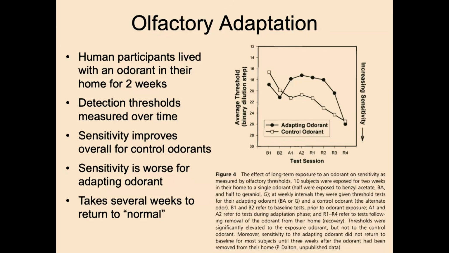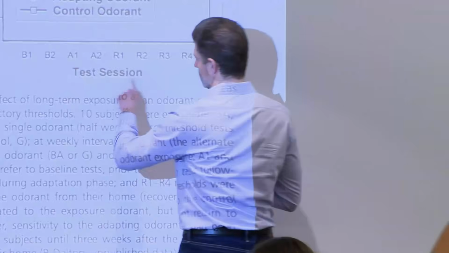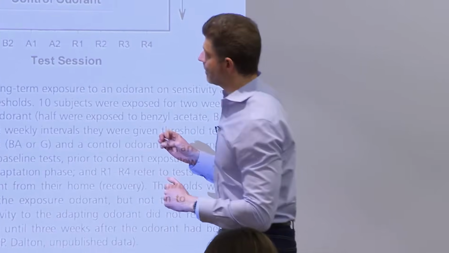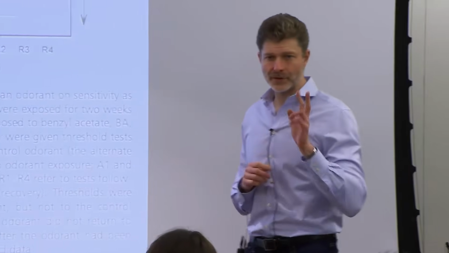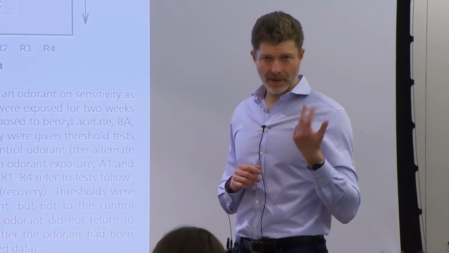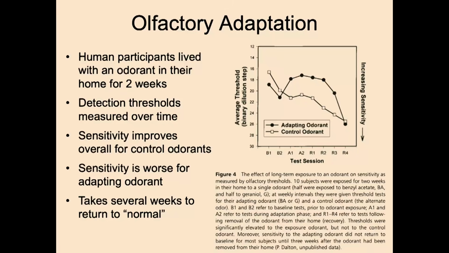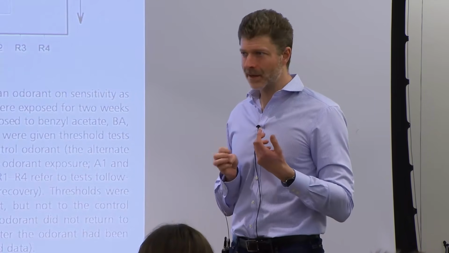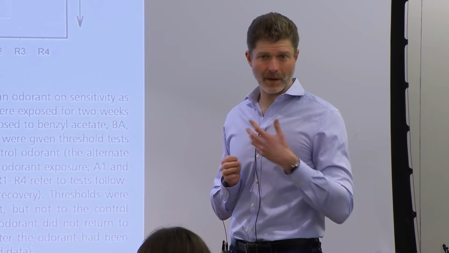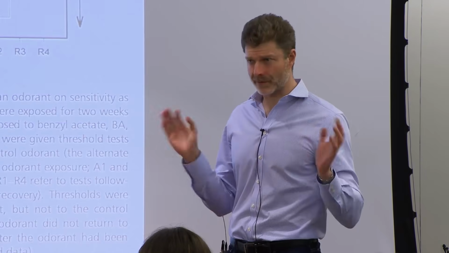So this is a graph that shows the detection thresholds, that's on the y-axis, over time. These are different test sessions. They're measuring the detection thresholds for 2 odorants. One is the one that the people had to live with, so that's the black dots, the adapting odorant. The other one is just a control odorant, that they were repeatedly tested on, but that they did not get repeated exposure to apart from the experiment.